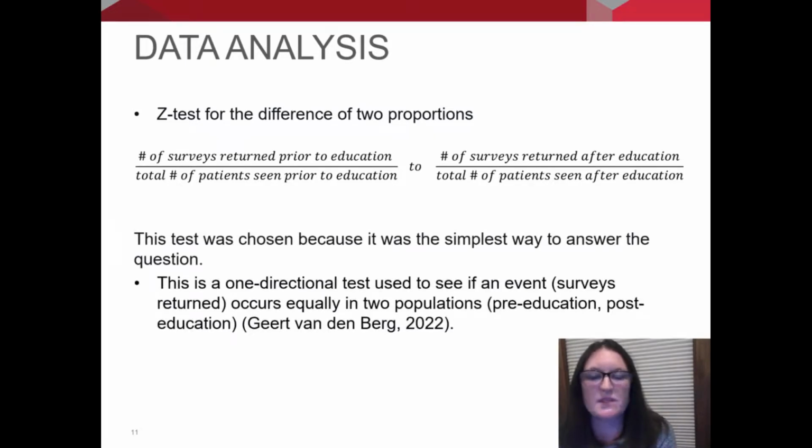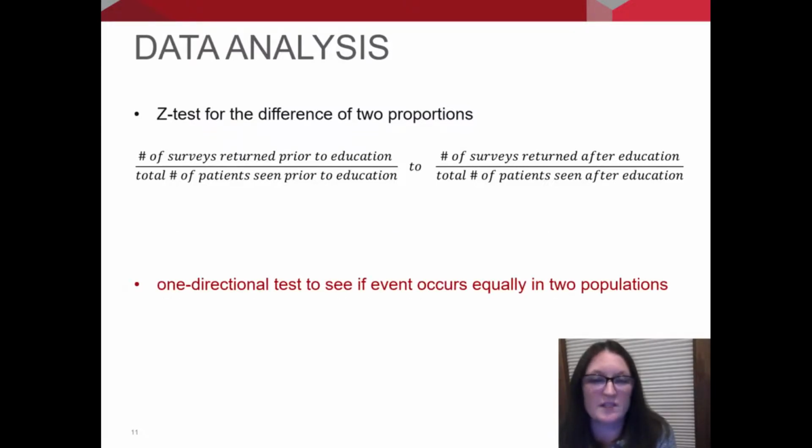This was chosen because it was the most simple and most direct way to answer the question that I was looking at. The z-test for the difference of two proportions is a one-directional test, meaning that it does not look to see whether there was a change up or down in the ability of providers to identify patients. I was only interested to see if providers could increase their ability to identify patients. So this is a one-directional test used to see if an event occurs equally in two populations. So we're looking to see if it was equal or if it had increased that providers could identify patients after the educational intervention.